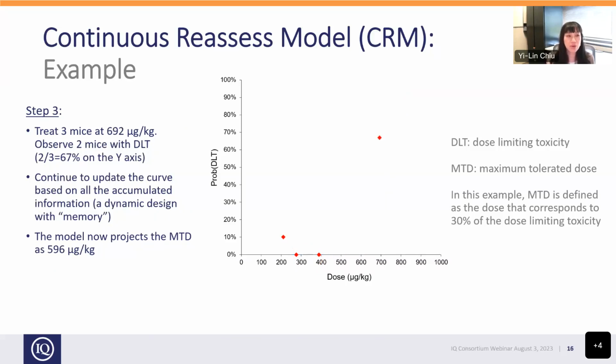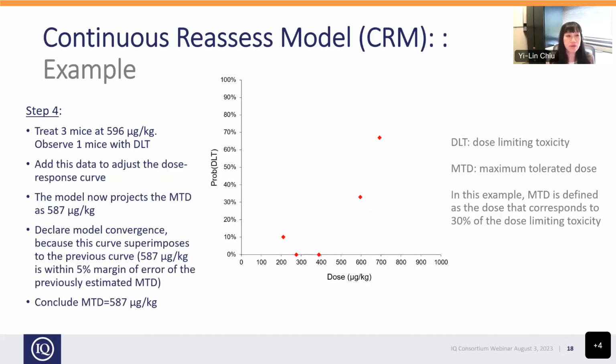Then for the next step, we decide to be aggressive. Let's treat 3 mice at 692 microgram per kg. Then we observe 2 mortalities, 2 deaths with dose limiting toxicity. That's 67% on the y-axis. That's our data point. So we continue to update the curve based on all the accumulated information. This is truly a dynamic design with memory. The model now projects the MTD as approximately 600 microgram per kg.